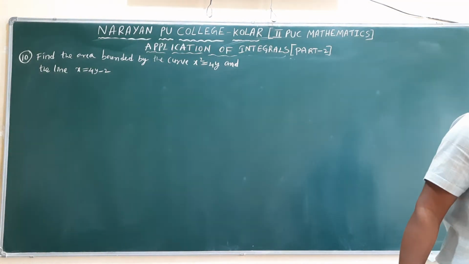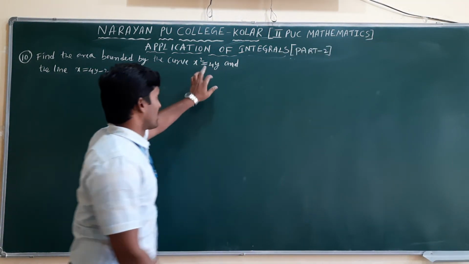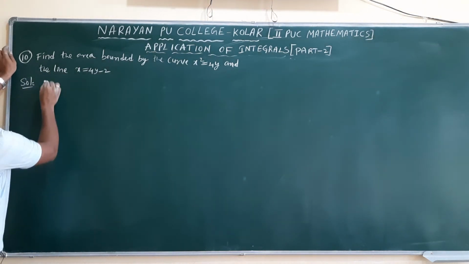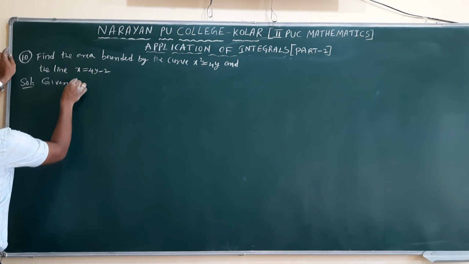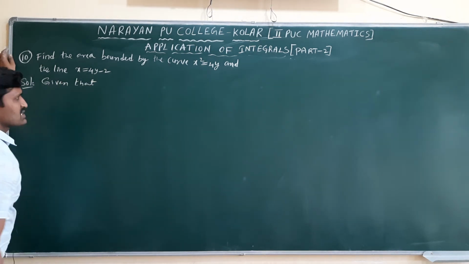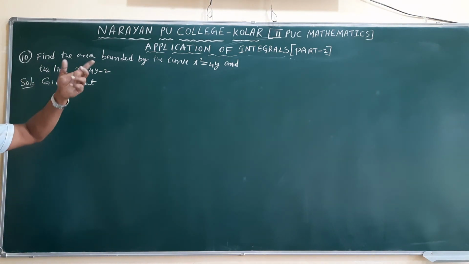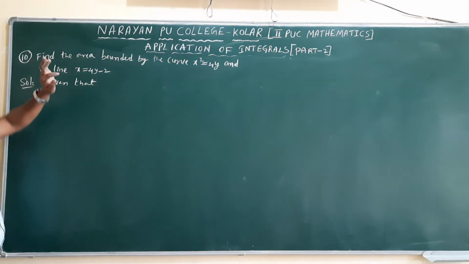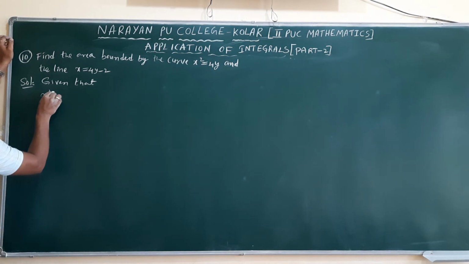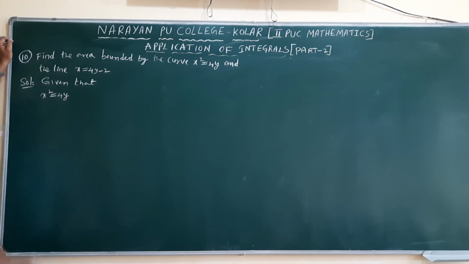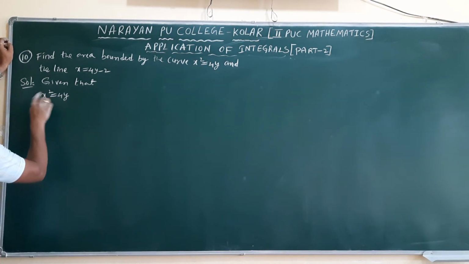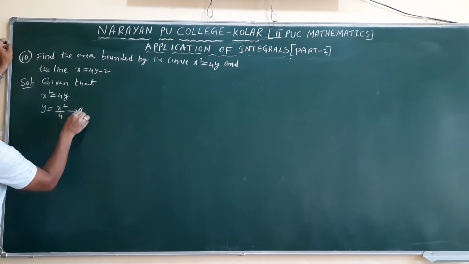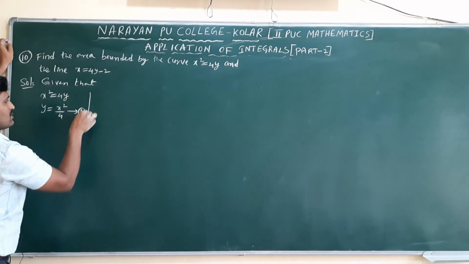Now here a line and a parabola, the third form of parabola, are given. We need to find the area bounded between these two. When two curves are given, a line and a curve, they won't give limits. We need to find the limits by solving those two equations. What is the parabola? x square equal to 4y. From this I will find the y value: y equals x square by 4. Convert y completely in terms of x.